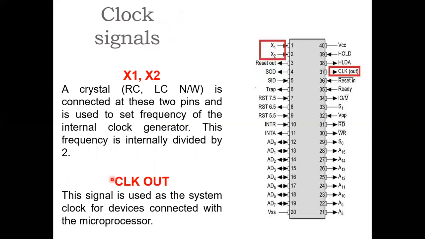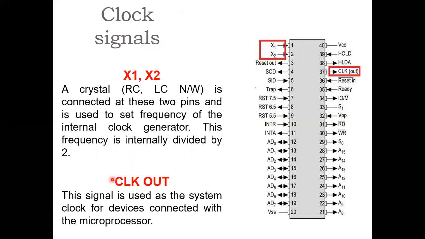So clock signals X1, X2: a crystal, RC, or LC network is connected at these two points and is used to set the frequency of the internal clock generator. This frequency is internally divided by 2. Then clock out: this signal is used as the system clock pulse for devices connected with the microprocessor.